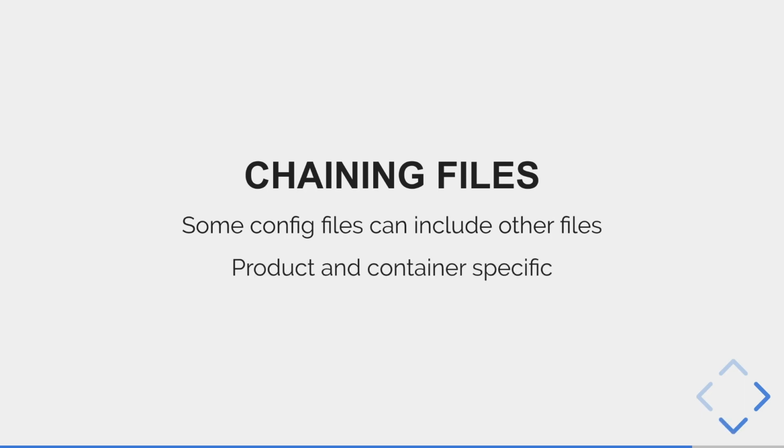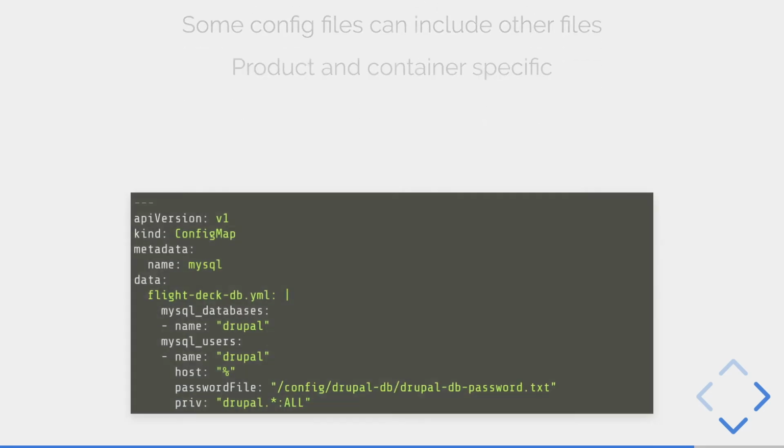Well, this is something that I like doing. I like chaining files together. A secret is chained to a config map, and the config map is read by the application. This is not a Kubernetes concept, but it's really obvious to use this. So some config files can include other files, especially sometimes for key values. And this is product and also container specific.